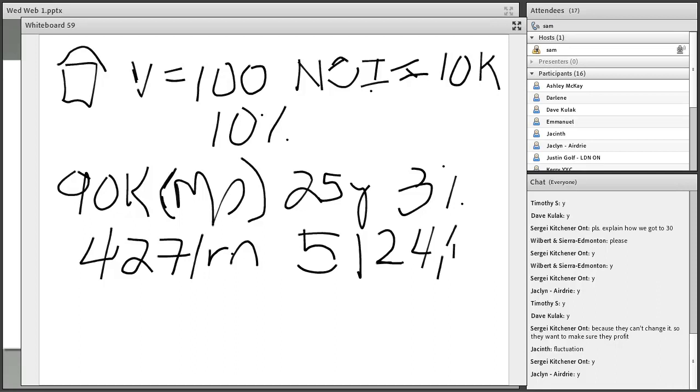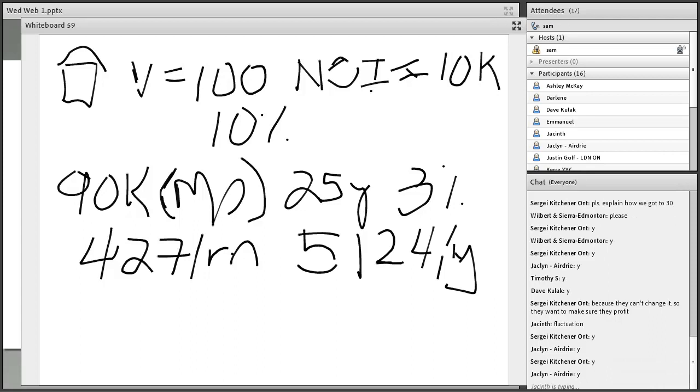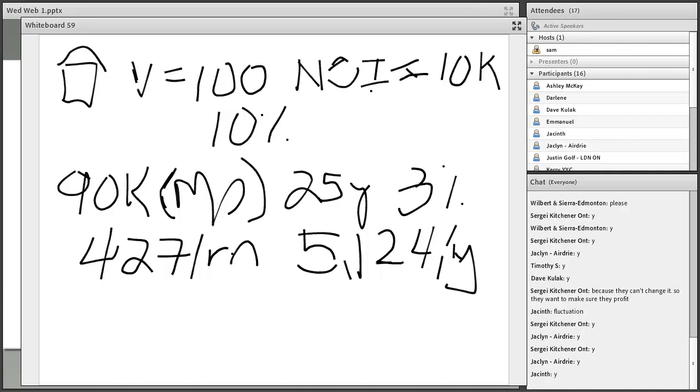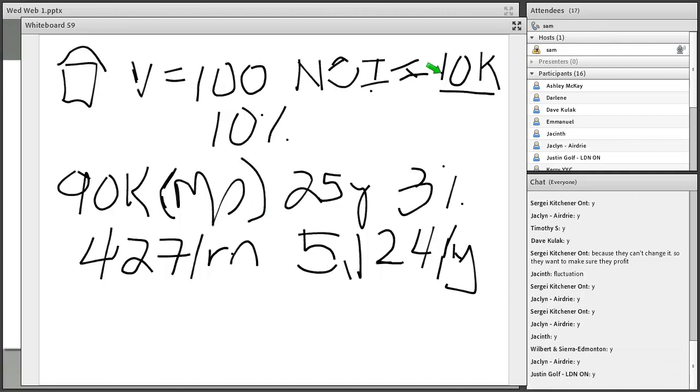$24 per year. Okay, everybody with me? Okay. Now, 5,124 per year. We can't say now that our net operating income produces 10K. That's no longer accurate, right? Does everybody see that? This here is no longer accurate. We can't say that it's 10K anymore because we have to take the 5,100 away. We have to take this, right? This is taken away from our 10K.